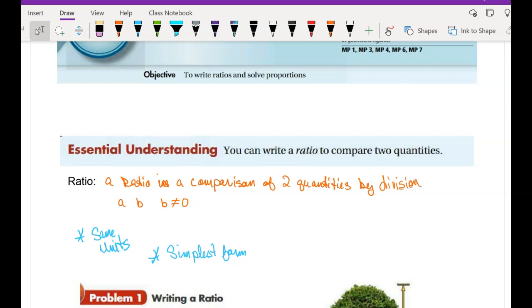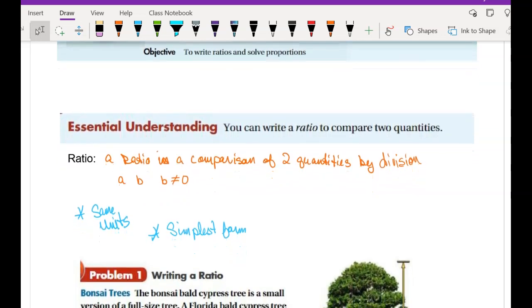So first of all, what is a ratio? A ratio is a comparison of two quantities by division. You've got your two numbers. In this case, we're going to be talking about A and B, where B is not equal to 0. So you could write it as A over B. That would be a ratio. You could also write it as A colon B, or you could write it as A to B.